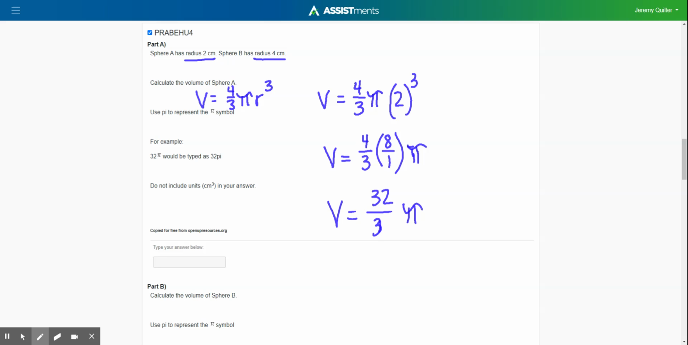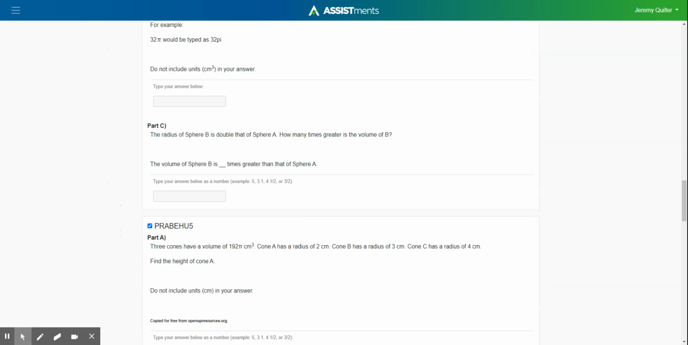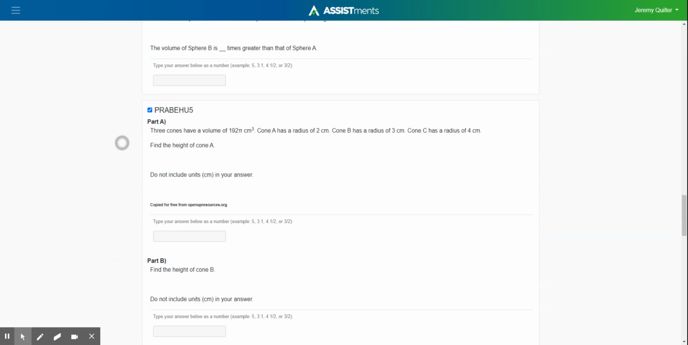And then in part C, it says the radius of sphere B is double that of sphere A. We saw that because the radius was 2 and 4. How many times greater is the volume of sphere B? Give that a little shot right there to figure out how many times greater. Be really careful about what you're seeing. Just because the radius is doubled doesn't always mean that the volume is going to be doubled in a sphere. We have a little bit different rules for that one.